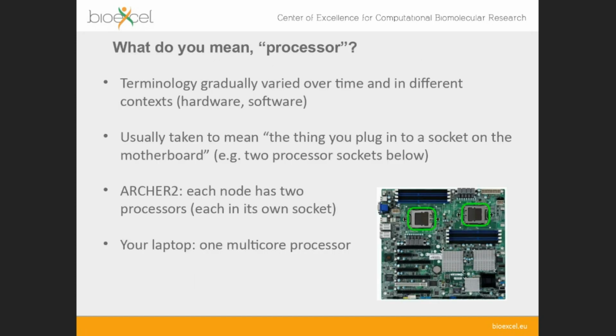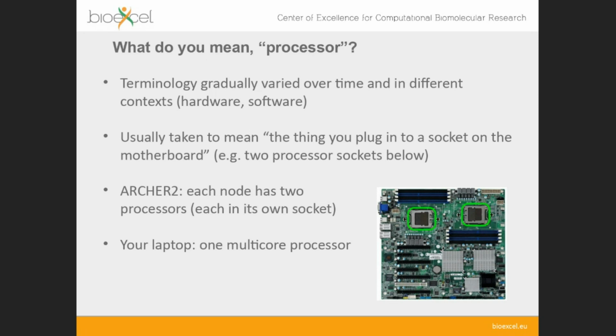So, processor. What do you mean processor? Okay, so what is a processor? The terminology has evolved over time and gradually varied as things evolve. It also depends a little bit on whether you're talking about the hardware side or the software side. Sometimes the word processor is used in parallel computing to mean an abstract thing that does processing, a thing that executes a task. So that's kind of an abstract concept.